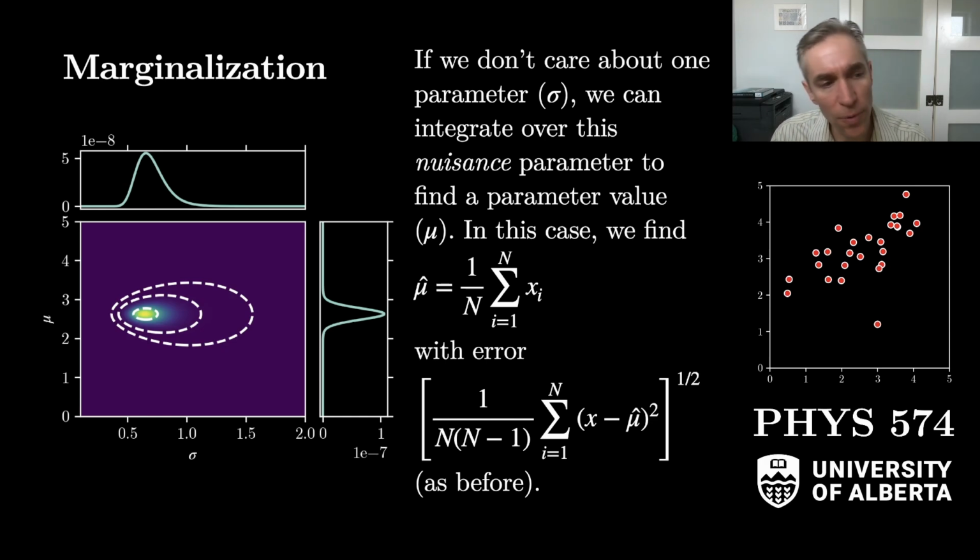So these two-dimensional problems work well. This is a nice problem because you can see that these contours here are nice and oriented with respect to the x and y axes of the plot, which indicates there's no covariance between these parameters, and we can interpret the sigma and the mu parameters separately.